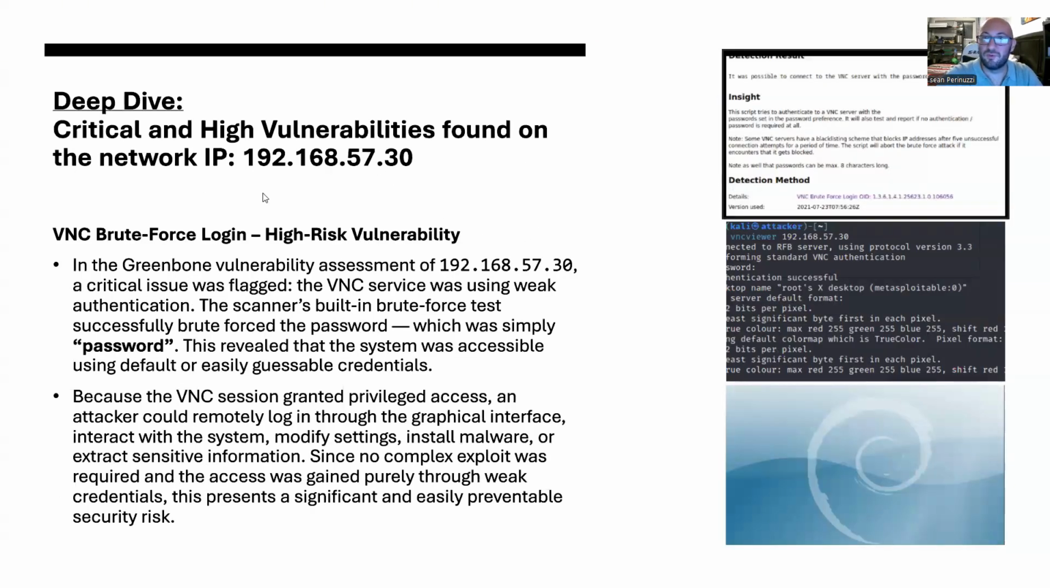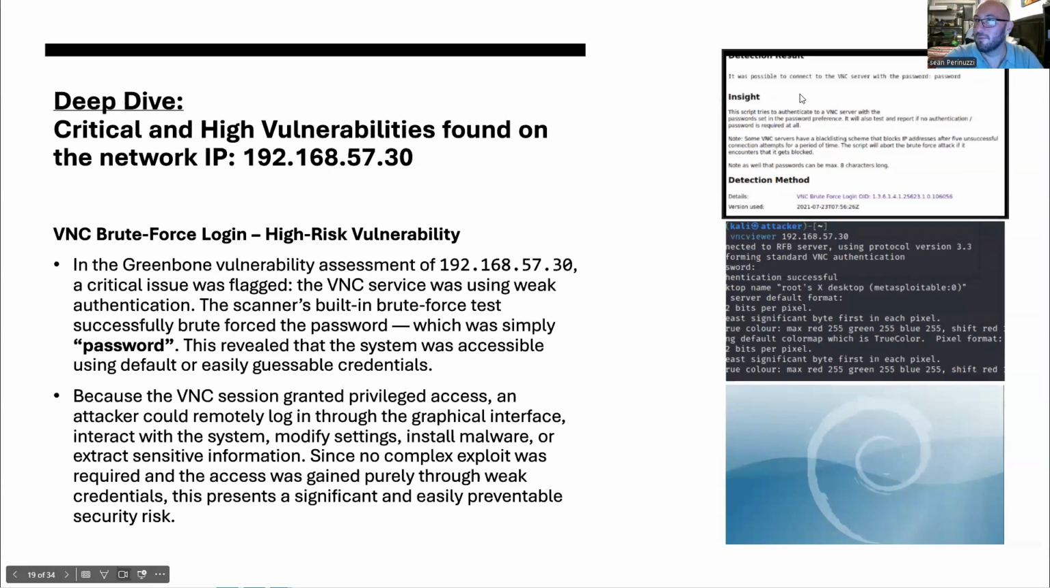For the second deep dive, we go into the second IP address that we targeted. This one was the VNC brute force login. In the top right, you can see that when the Greenbone scan conducted its brute force, it was able to find that the password was "password." Had this been a threat actor that took advantage of this, they would be able to do exactly what we did, which was go into the system and gain a remote desktop that we can interact with, potentially find sensitive information and files, exfiltrate them, or gain privileged access.